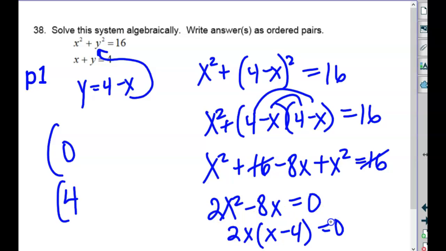2 cannot equal 0. So you only have two ordered pairs, and then you put those x's back in here. So 4 minus 0 is 4. 4 minus 4 is 0. So the two ordered pairs you get are 0, 4, and 4, 0.